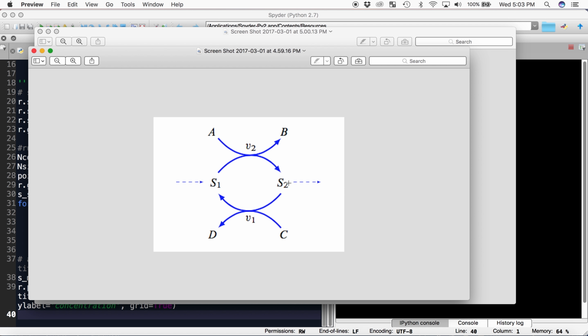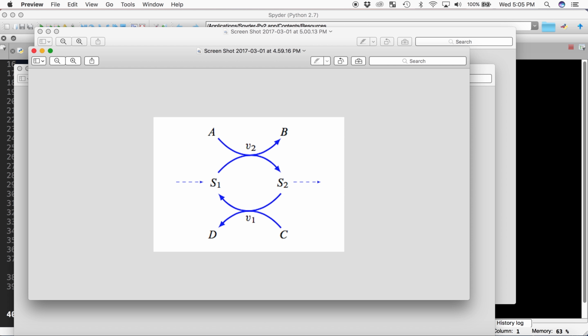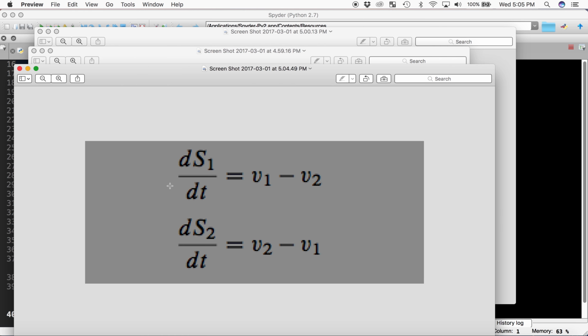An example of such a cycle where moiety is conserved is the adenosine triphosphate, adenosine diphosphate, and adenosine monophosphate cycle. In the AMP, ADP, and ATP cycle, the adenosine backbone is conserved, while the phosphate groups are added and taken away throughout the cycle. When analyzing the rates of change of S1 and S2, the following two simple differential equations arise.